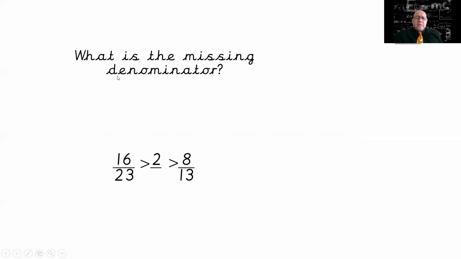Now, this is a bit of a tricky one, but what's the missing denominator? Okay. And we're going to do this with equivalent fractions, or coming up with the same numerator to help us compare. So we've got 16/23 and 8/13. Let's make these numerators the same.